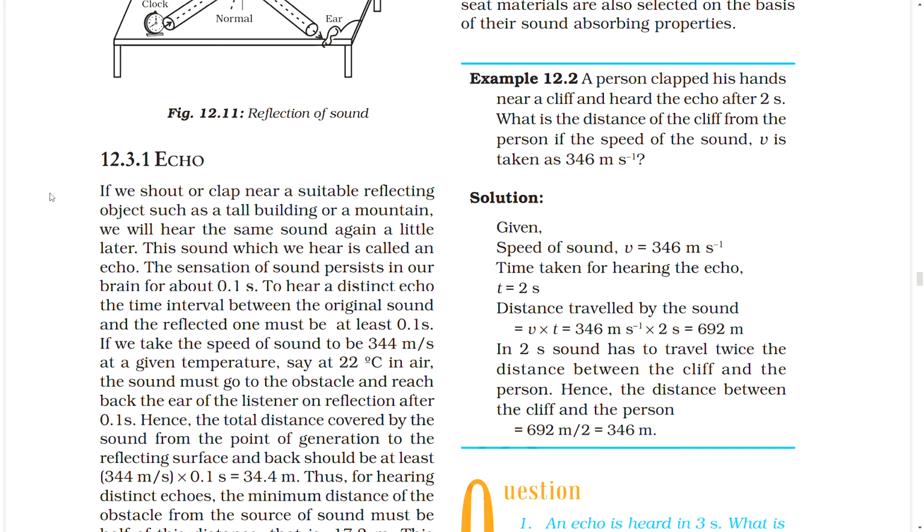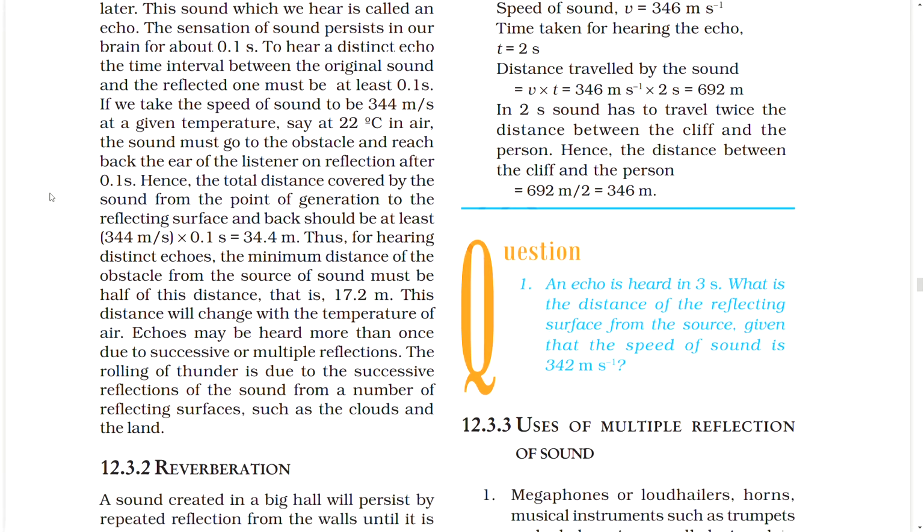If we take the speed of sound to be 344 meters per second at a given temperature, say at 22 degrees C in air, the sound must go to the obstacle and reach back to the ear of the listener on reflection after 0.1 second. Hence, the total distance covered by the sound from the point of generation to the reflecting surface and back should be at least 344 m/s times 0.1 s, which equals 34.4 meters. Thus, for hearing distinct echoes, the minimum distance of the obstacle from the source of sound must be half of this distance, that is 17.2 meters. This distance will change with the temperature of air.